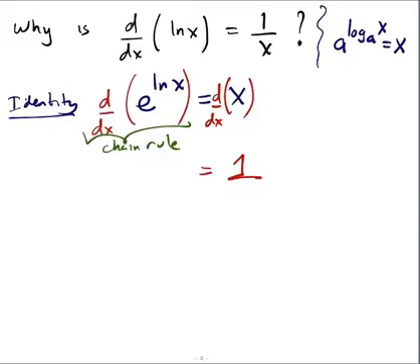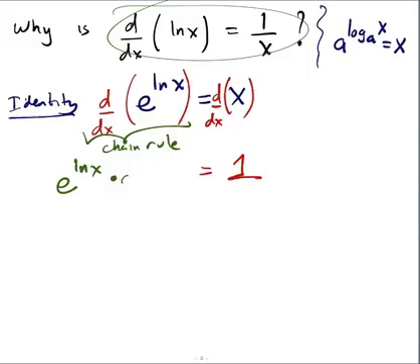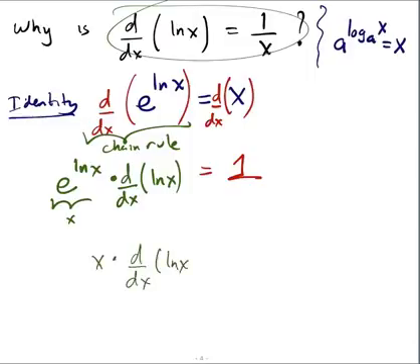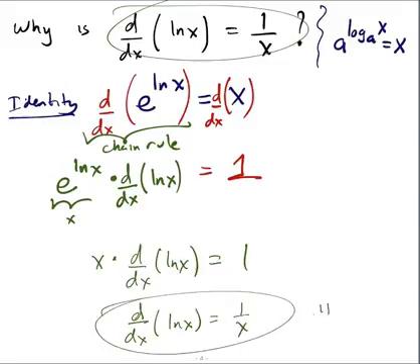I would have e to the ln of x, times the derivative of ln of x, which is what we're looking for, right? That's what we're trying to figure out. Well, what's e to the ln of x? That's x, right? So that's the identity. So x times the derivative of ln of x equals 1. So what's the derivative of ln of x? 1 over x. Ta-da! See? Proofs can be fun, right?